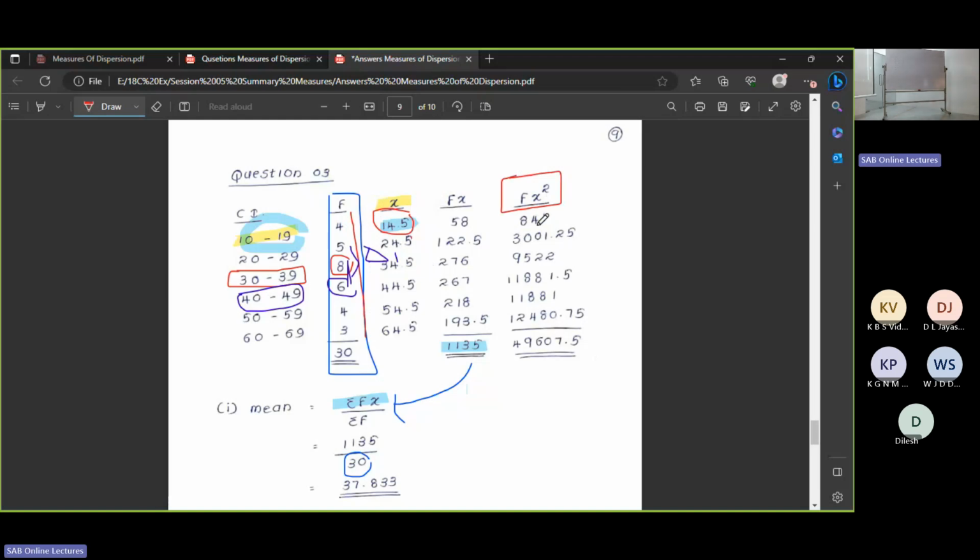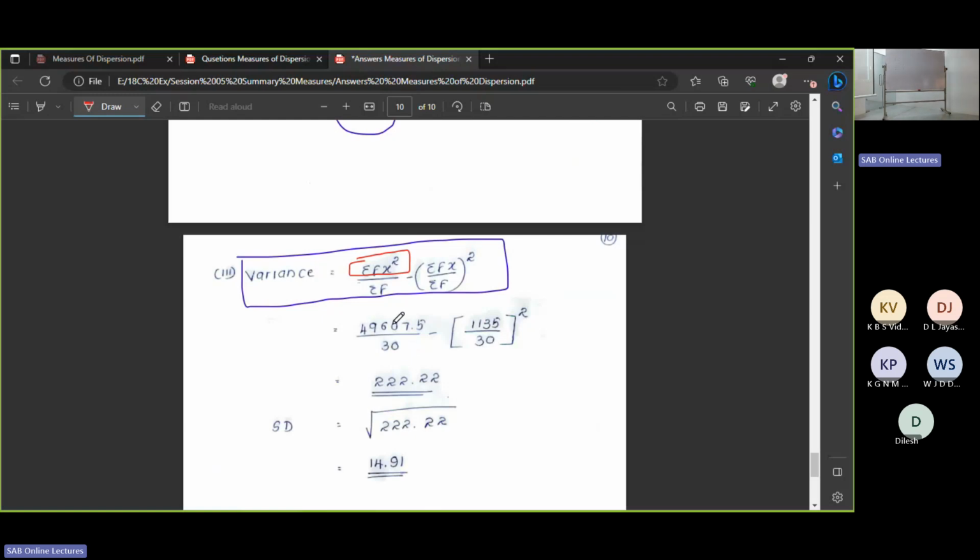Understood? Then these are the values we need. Then take the sum. What is sigma fx squared? 49,607.5. That is the answer we substitute.